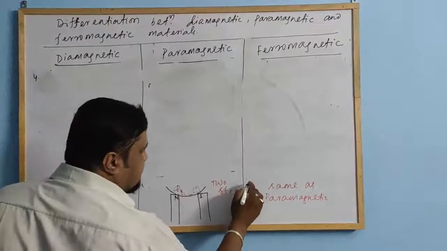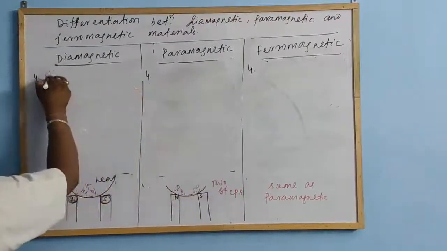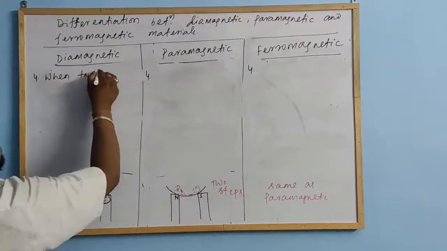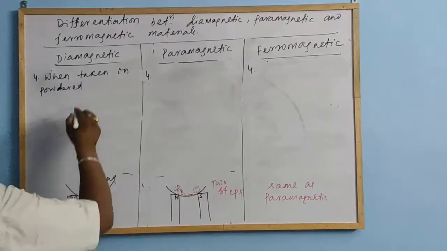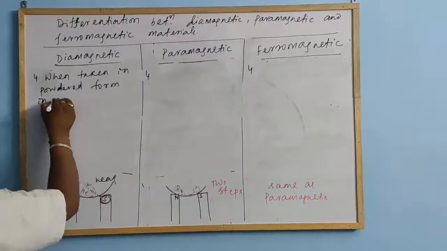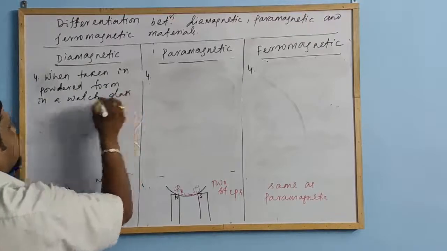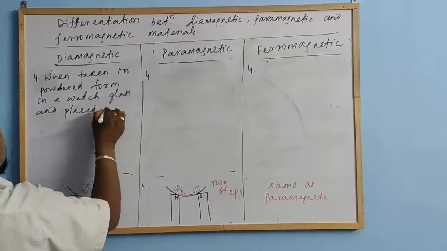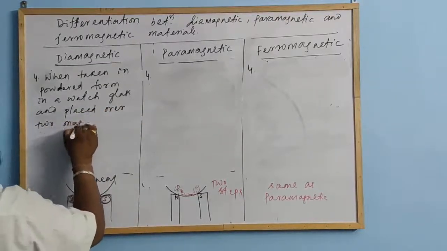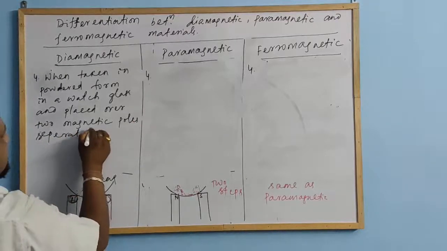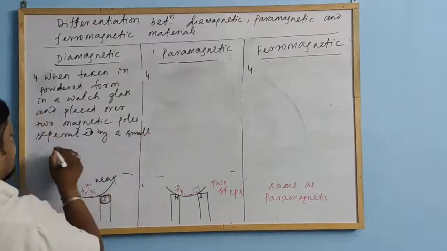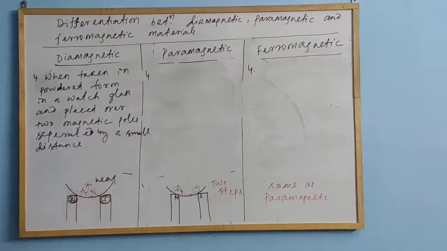Fourth one, I can write with a figure, you can say. Then, taken in powder form in a watch glass and placed over two magnetic poles separated by a small distance.